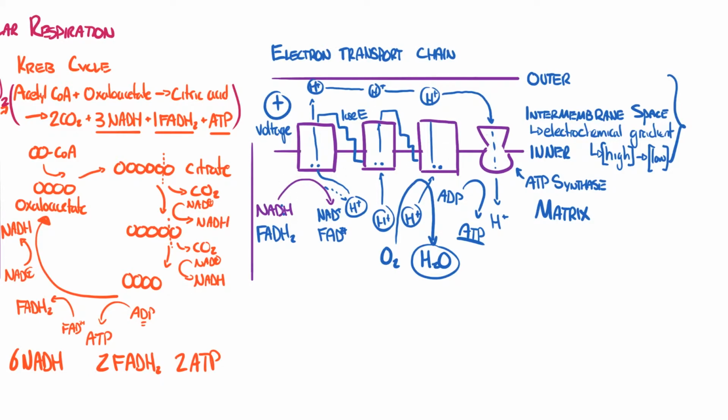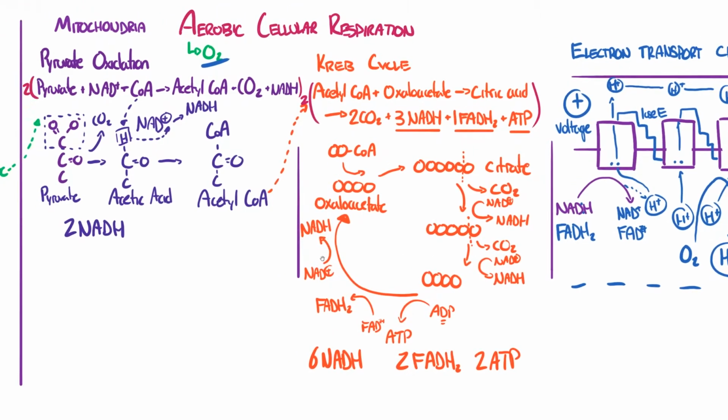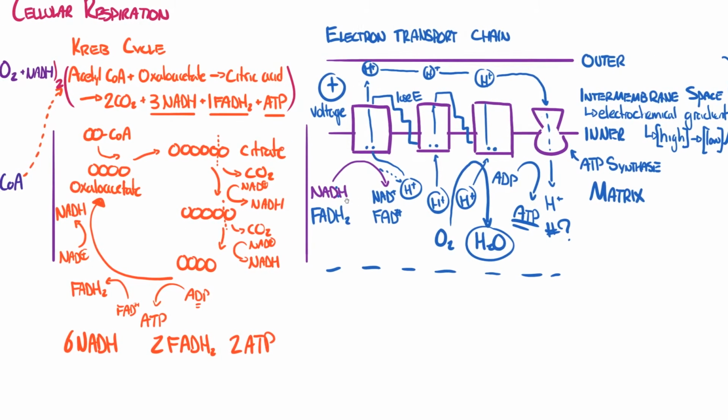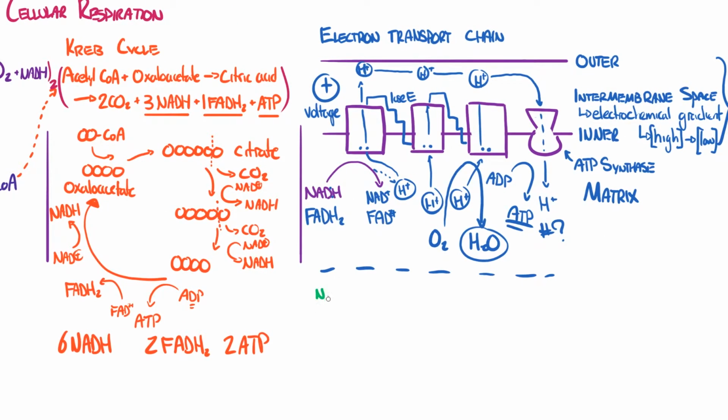So we can see that these electrons that we drop off from our electron carriers help make ATP. The question is, how much? How much ATP do they help us make? So let's tally everything all together. So back at the beginning, glycolysis, we have 2 NADH and 2 ATP.